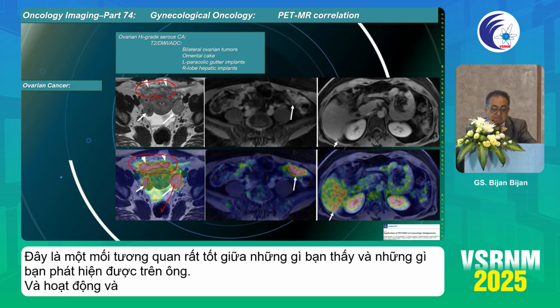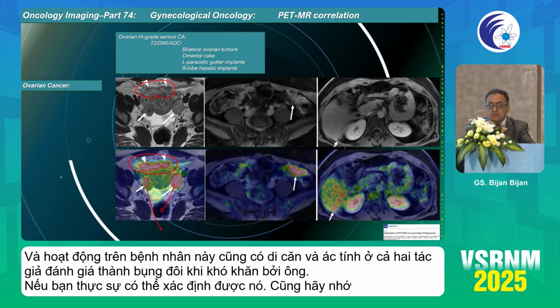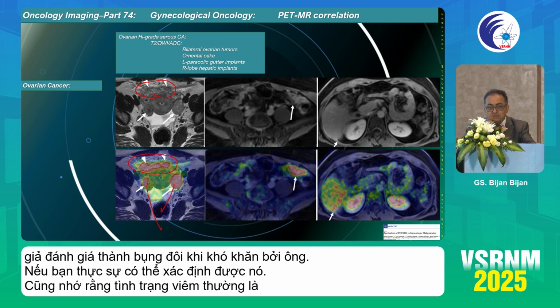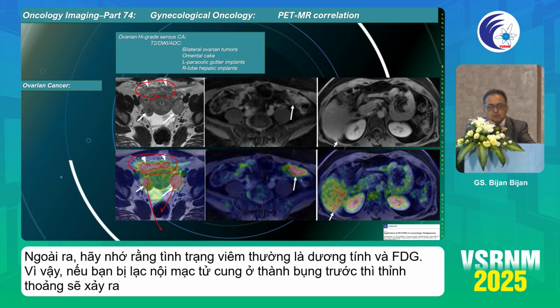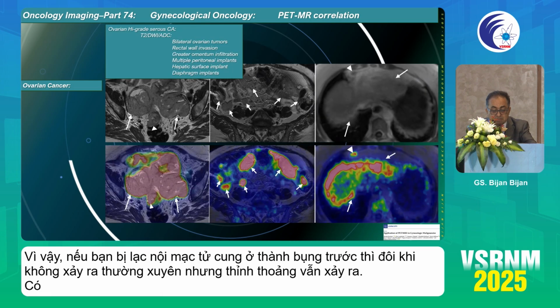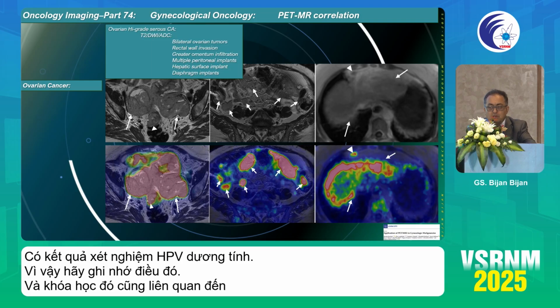Also, this patient has metastasis, malignancy in both ovaries. Evaluation of the abdominal wall is sometimes difficult by MR, but FDG can actually pinpoint it. Also remember, inflammation is usually positive on FDG. So if you have endometrioma in the anterior abdominal wall, which occasionally happens, not often, but occasionally, they are FDG positive. So keep in mind that there are false positives related to inflammation when you talk about FDG.